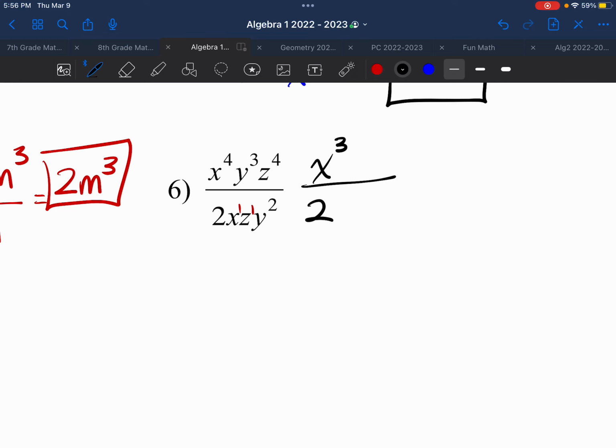Okay, let's look at the y's next. So if I'm looking at y to the power of 3 and y to the power of 2, notice 3 is bigger than 2, which means our y is going to live in the top. And because our answer is in the top, we're going to do top minus bottom. 3 minus 2 is 1.